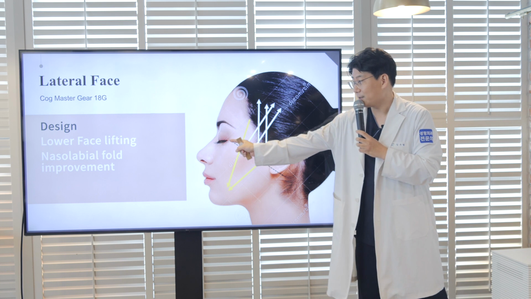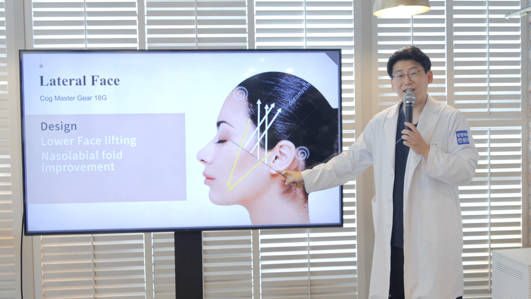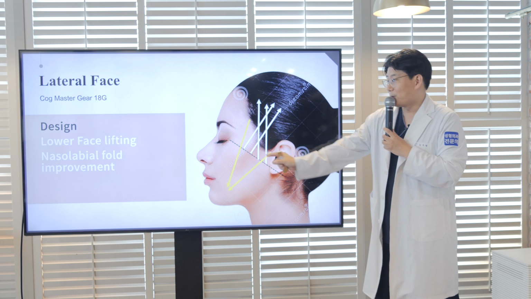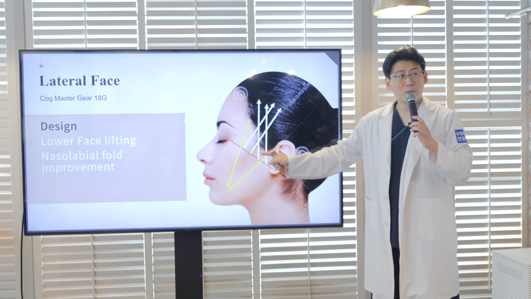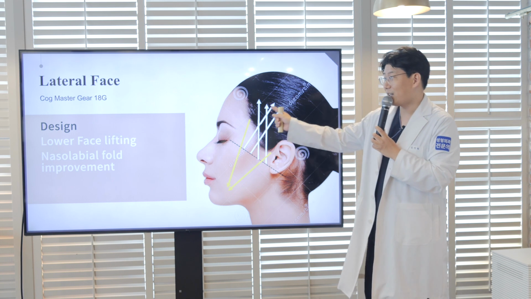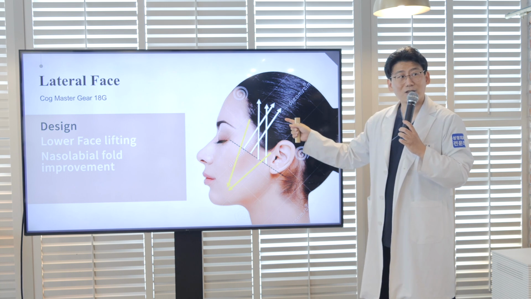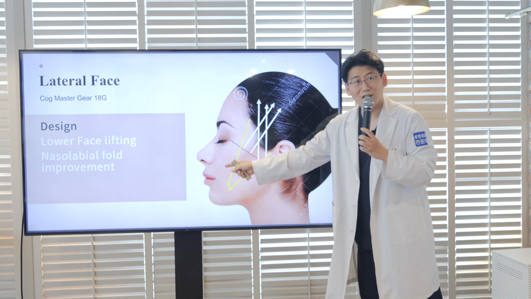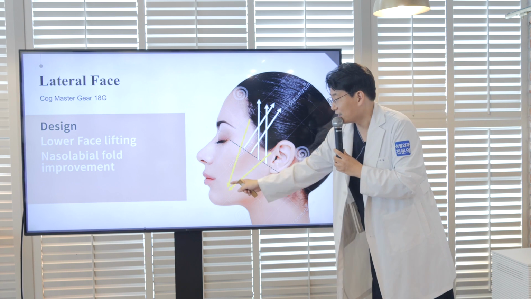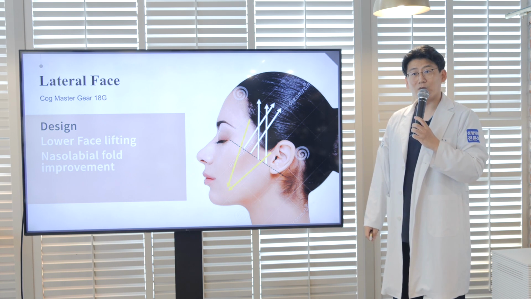First, you can make a line from the lateral canthus to the earlobe, and then you can make 4 points on it. On the medial 2 points, you can insert the thread obliquely and laterally to the temporal area. With this thread, you can pull the tissue around here, which can also improve the nasolabial fold partially, and the mid-cheek. You can also improve the appearance of the mid-cheek as well.